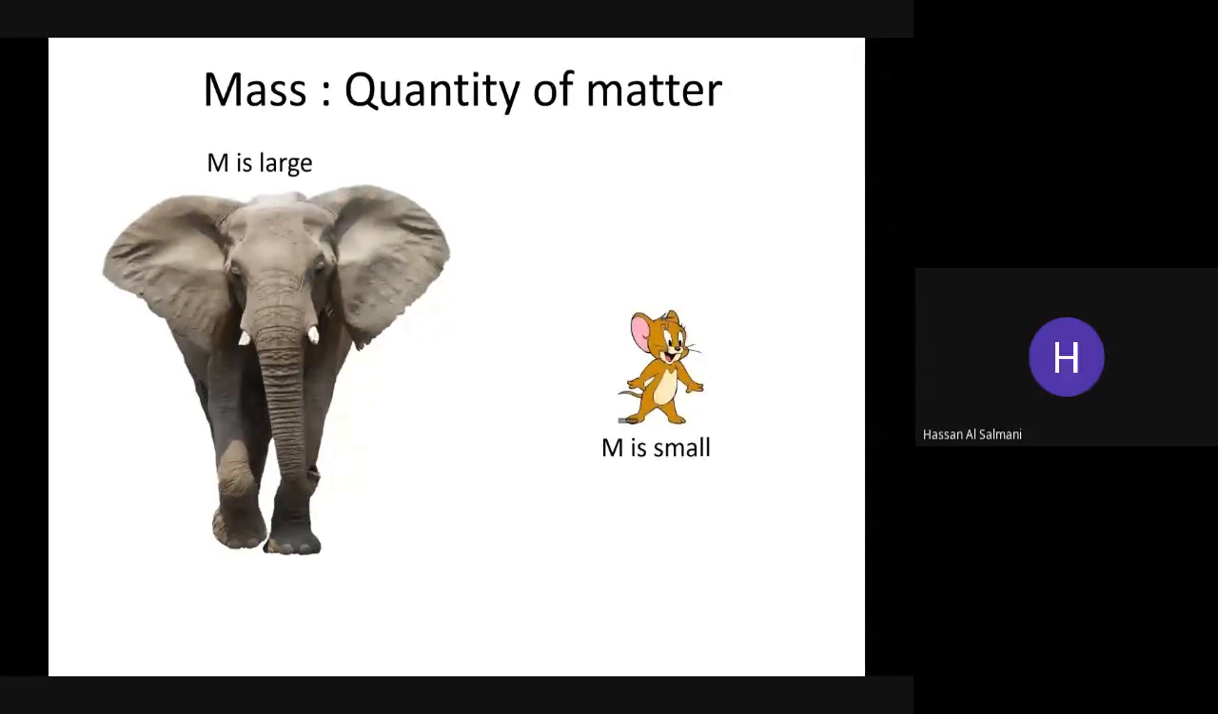It's the amount of matter in an object. Okay, amount of matter in an object. It is a resistance. Okay, we said it's the amount of matter in an object. What is matter? Things. It's things, right? So let me tell you something.